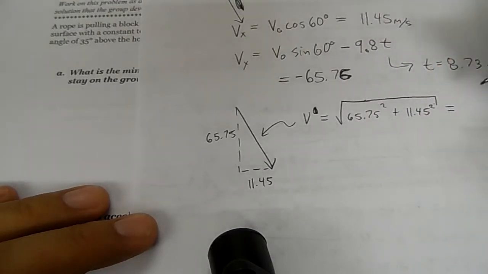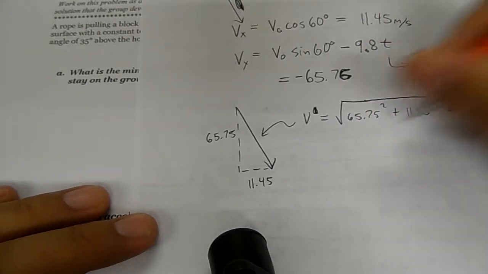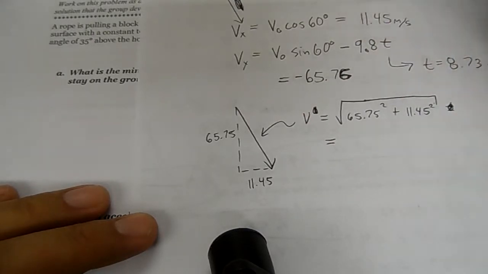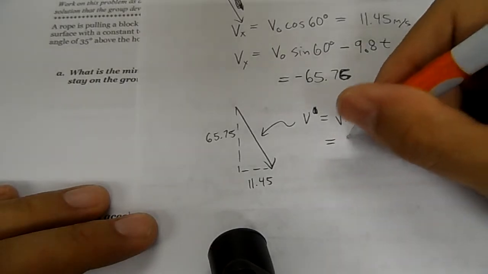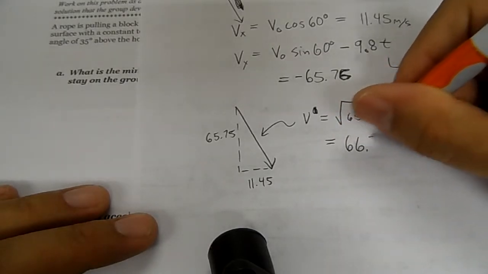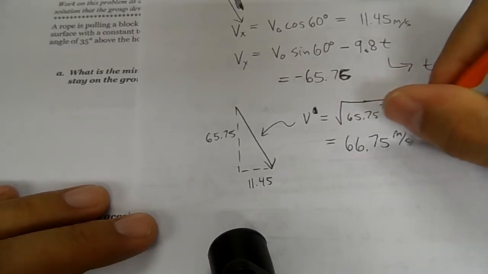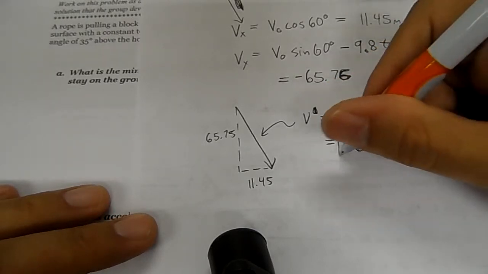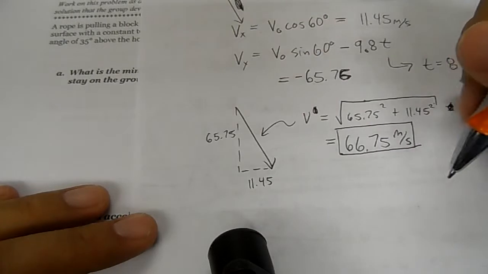Which is equal to, put this down here, 65.75 squared plus 11.45 squared. Take the square root, I get 66.75 meters per second. Okay, very good. That's the final speed, the total magnitude of that final speed.